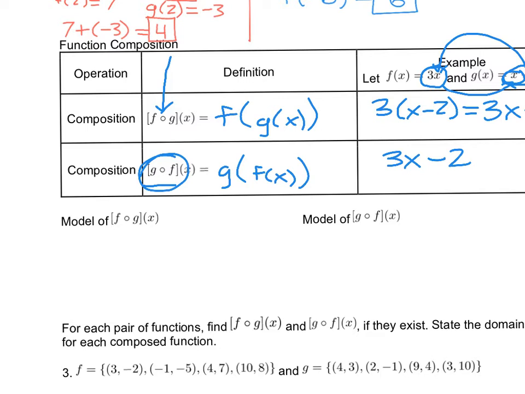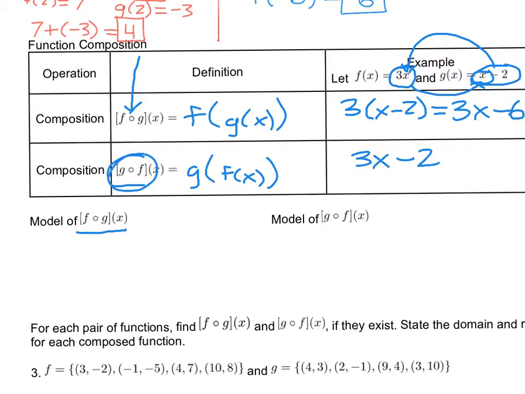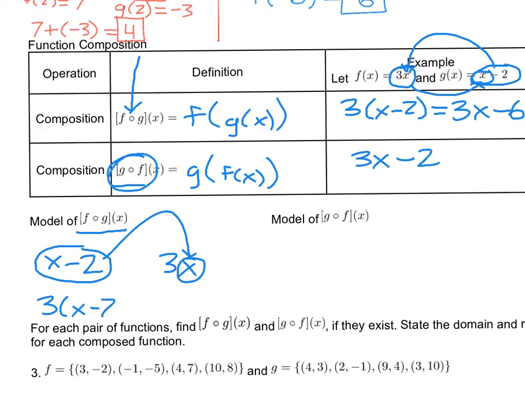Alright, so let me draw a model of that. So if I want f compose g, again, you start with g of x. So g of x was x minus 2. So I start with x minus 2, and then we have f of x is 3x. And so the g of x expression gets plugged in to that x. And we have 3 times x minus 2, which is 3x minus 6. And that's what we got earlier.